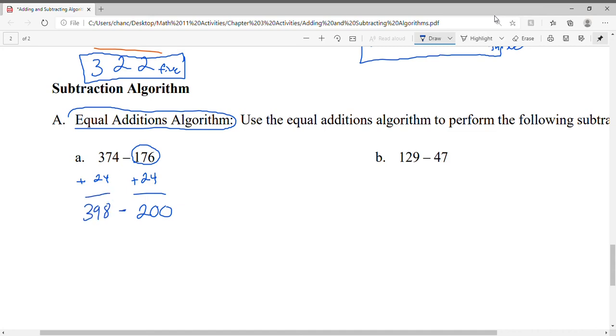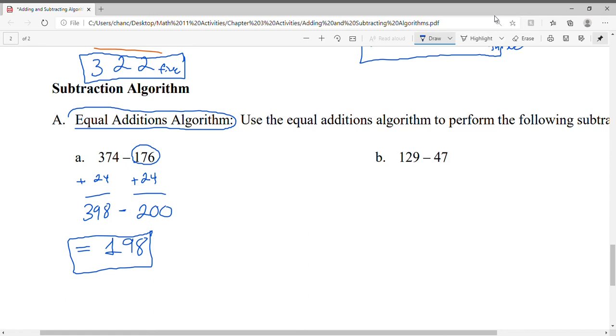Now, 374 minus 176 is a lot more difficult than 398 minus 200. This I can do without a calculator. This is just 198. So the idea is to make one of these numbers in the hundreds, the tens, or the thousands so it's easy to calculate.